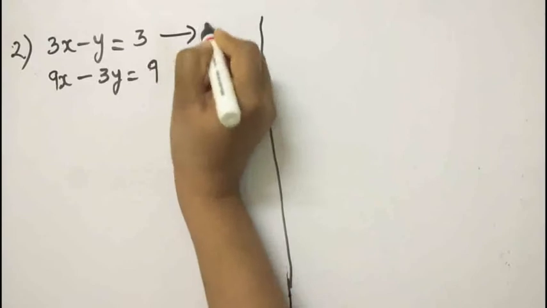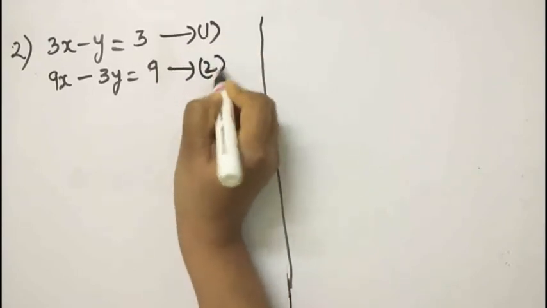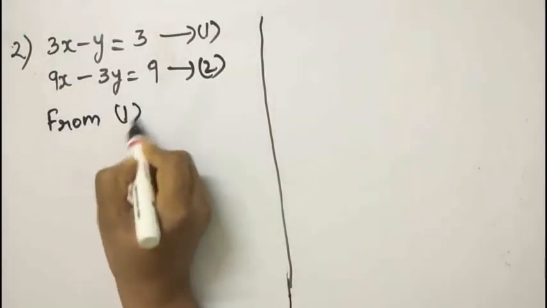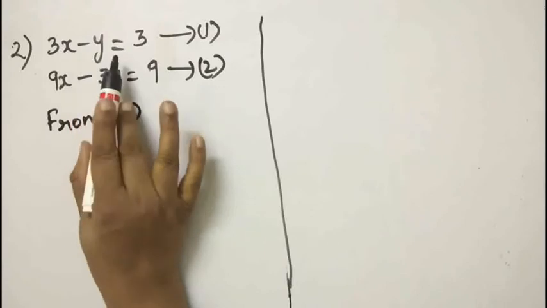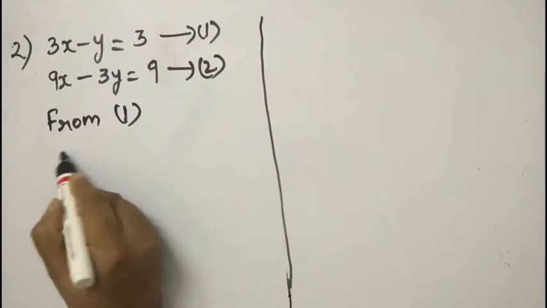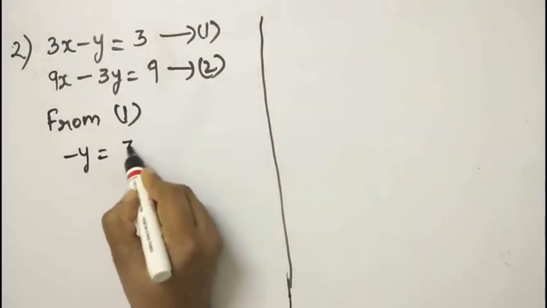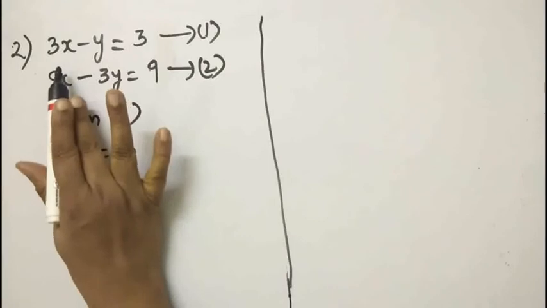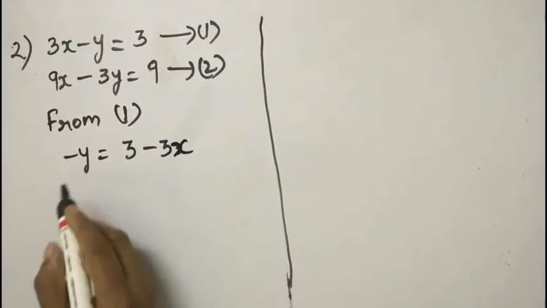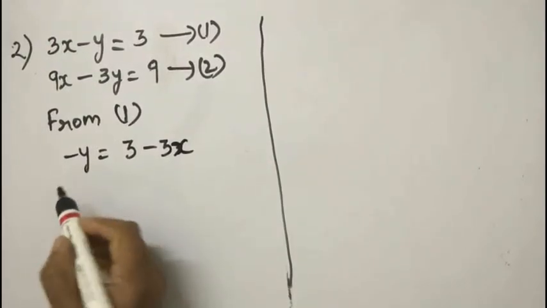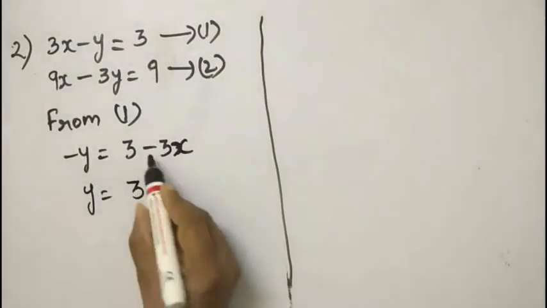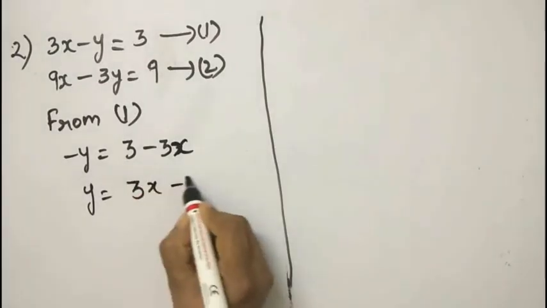Let us take equation 1 and equation 2. In both the equations, I feel equation 1 is easier to make y equal to an algebraic expression in x. So I have taken equation 1. This becomes minus y equal to 3, this plus 3x on going to the right hand side becomes minus 3x. Multiplying both sides with minus, you will get y equal to 3x, minus becomes plus, 3x minus 3.